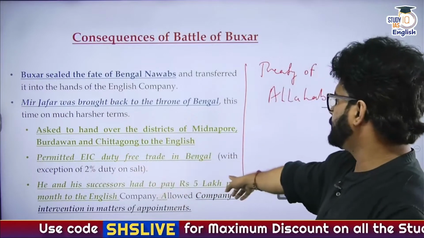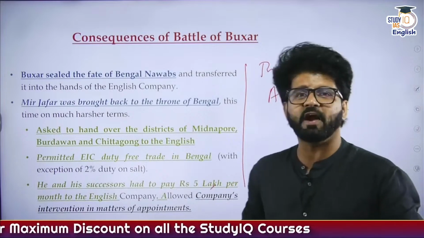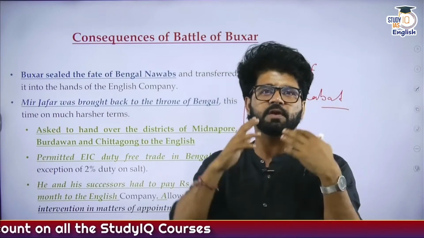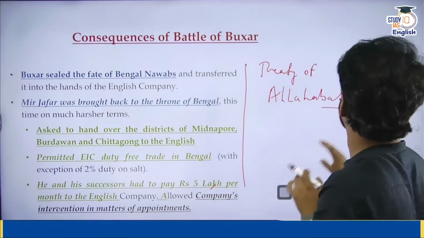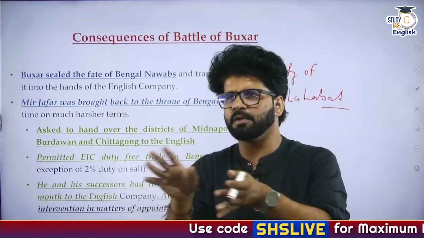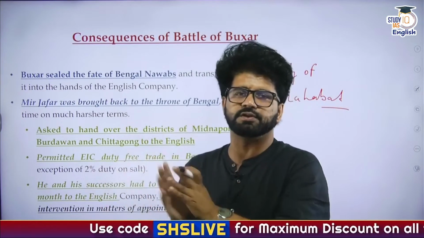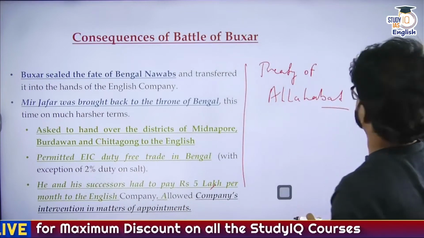And permitted EIC duty-free land. He and his successors had to pay 5 lakh per month. Dude, 5 lakh per month today also is a very big amount. And at that time, they were paying this much to the English company. So he will die very early, he will be there for 2 more years, 1763 to 65. And then he will die, then his son will come, and we'll see what will happen.